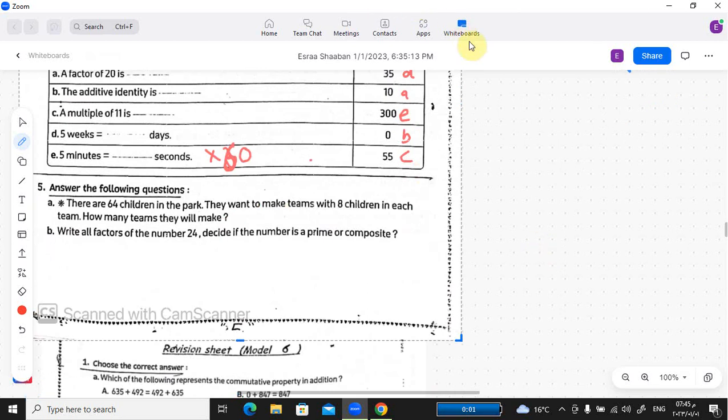Letter A. There are 64 children in the park. They want to make teams with 8 children in each team. How many teams will they make? So I need to distribute 64 children among teams, with 8 children in each team. When I say distribute, it means divide. So 64 divided by 8, the answer will be 8 teams.